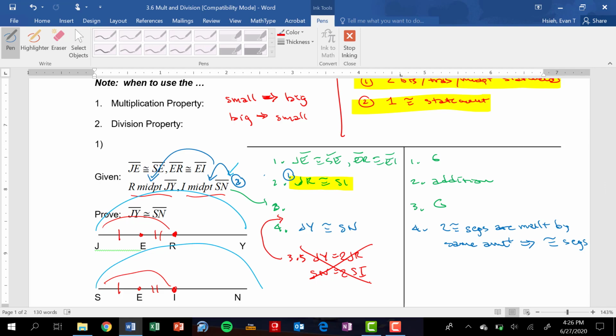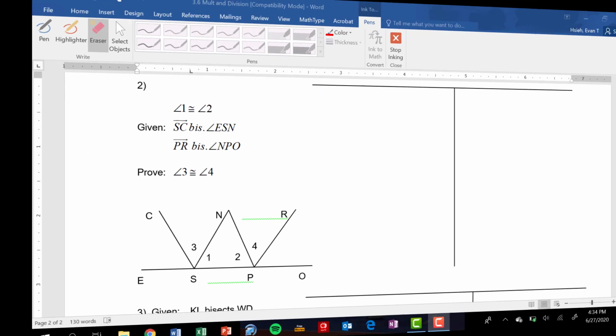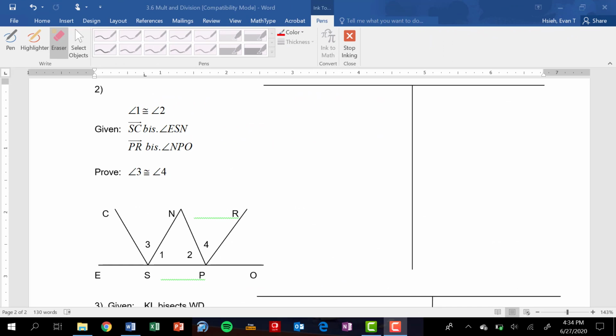All right, let's try a couple more problems on the back side. We're on the back side of the 3.6 worksheet, multiplication and division property. And we're going to go after these proofs on the back side, just continuing work with multiplication and division. So angle 1 is congruent to angle 2 here, this first problem.